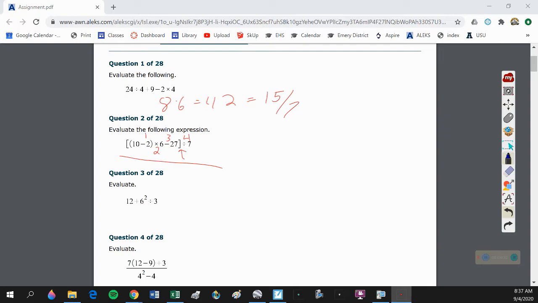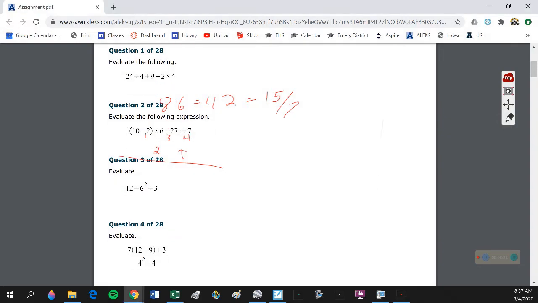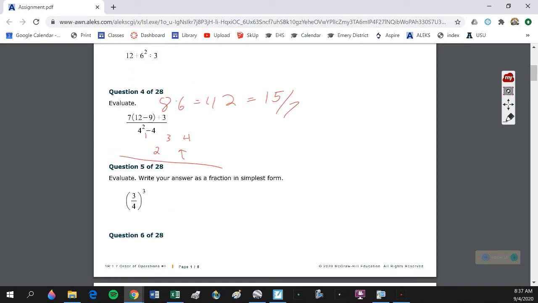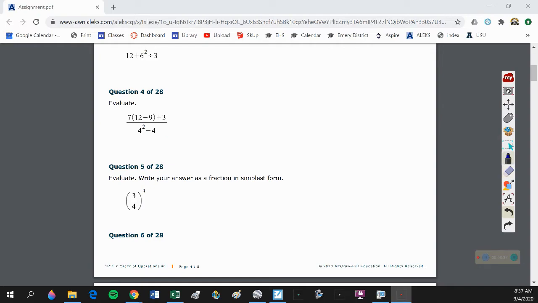Okay. Look at number 4. What is step number 1? So this is step number 1. And then? Well, fractions are a little bit weird. The last step is going to be the division in the fraction.